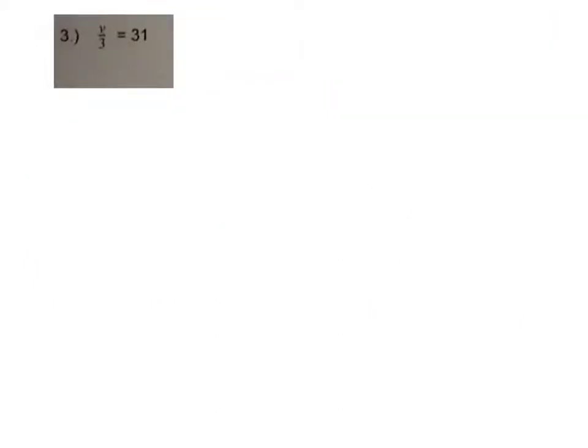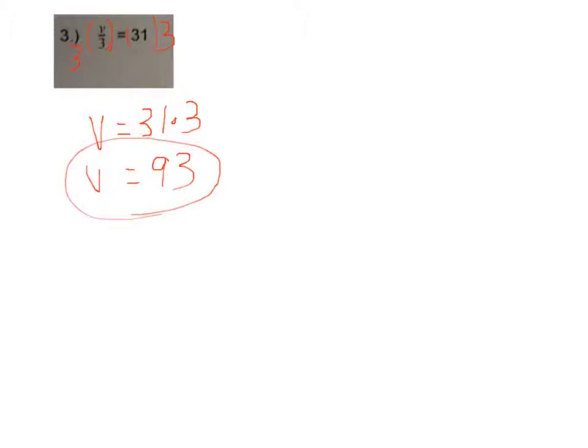Alright, so I'm going to look at the side of the variable here. We have v divided by 3. We want to get v by itself, so we have to undo or do the opposite of what operation is happening to it. Since it's being divided by 3, we're going to multiply both sides by 3. Therefore, on the left side you get v. On the right side you have 31 times 3, which equals 93. So there's your solution.